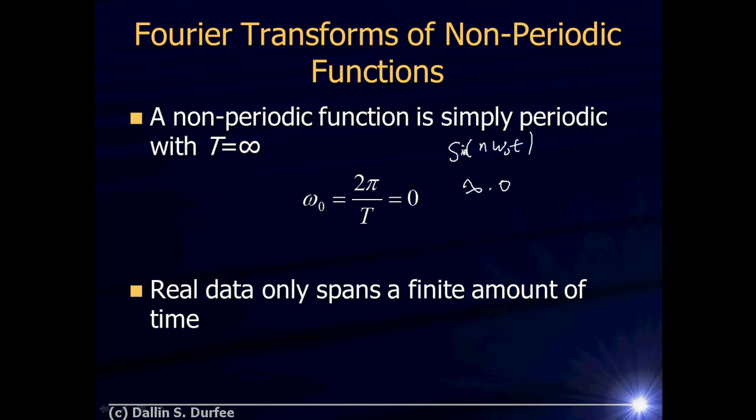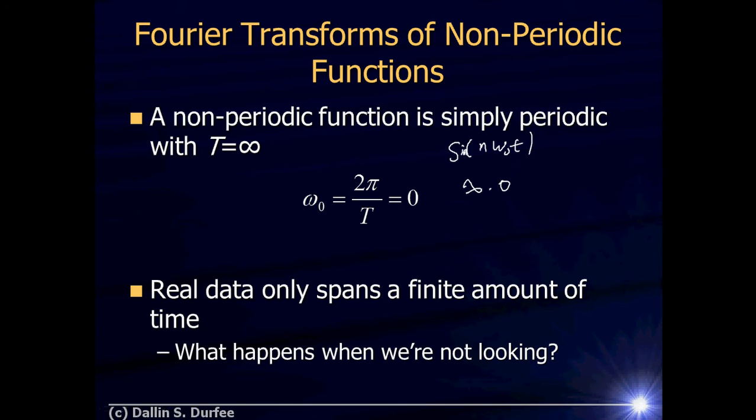Another way we can do this is we can recognize that finite data, real data, only spans a finite amount of time. So if I take data in an experiment and I want to write it as a Fourier series, I can just pretend that's part of a periodic thing, and I can still pull the frequencies out. That's what we did with the guitar string. We're only interested in what happens on the string, but we can pretend that's part of some infinite periodic thing and get information out of it. What happens when you're not looking? We don't know.